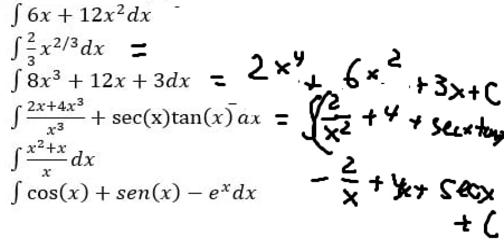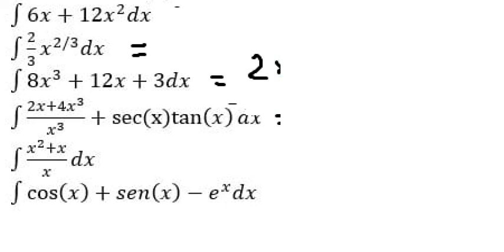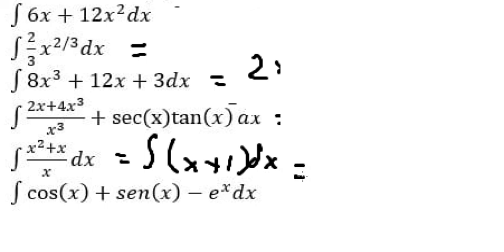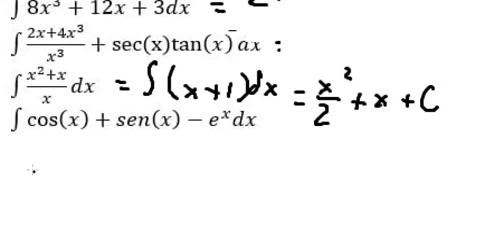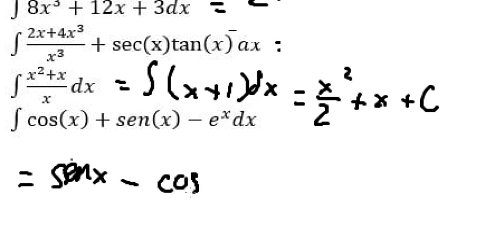Now let's go to the next one. S squared divided by s, you get s. S divided by s, you get 1. And this one you get s squared over 2 plus s, and we put c. And the last one, the integration of cosine s, you get sine s. This one you get negative cosine s. This one you get e to the power of s, and we put c.